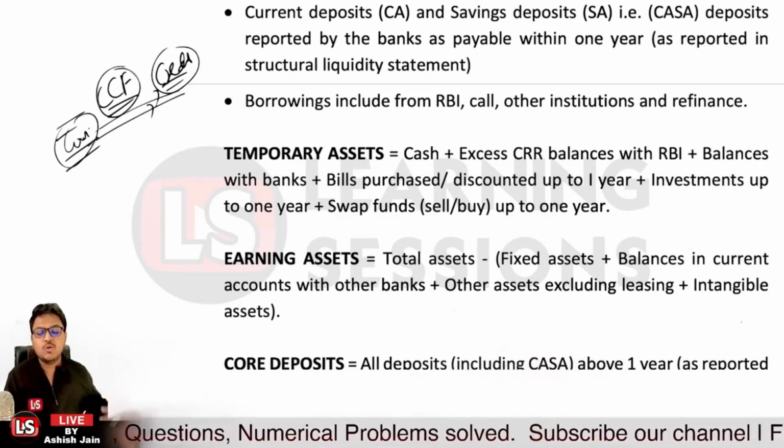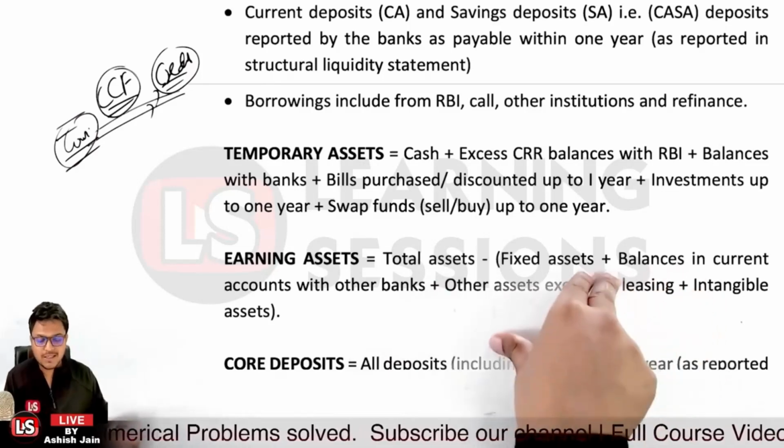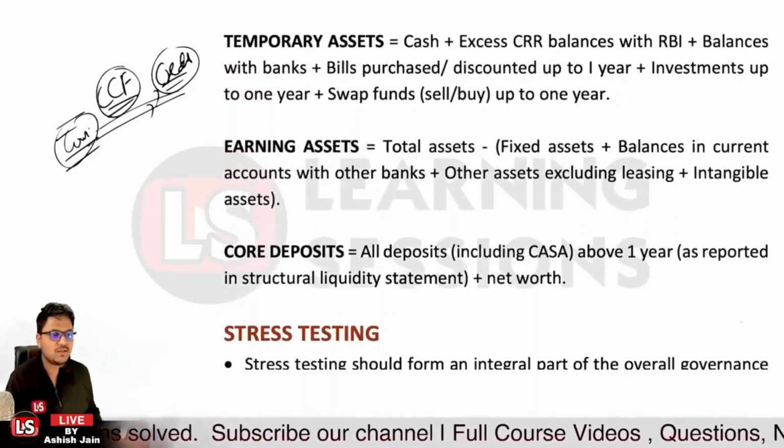So those are the non-earning assets. When we subtract the non-earning assets from the total assets, that will give us the earning assets. Okay, so that's a case related to it.